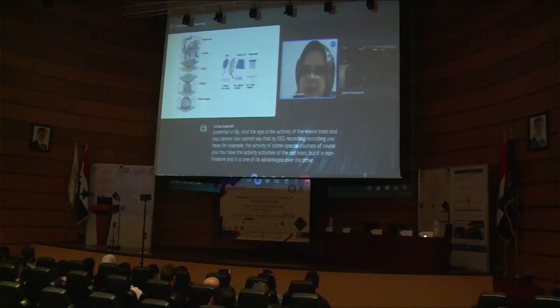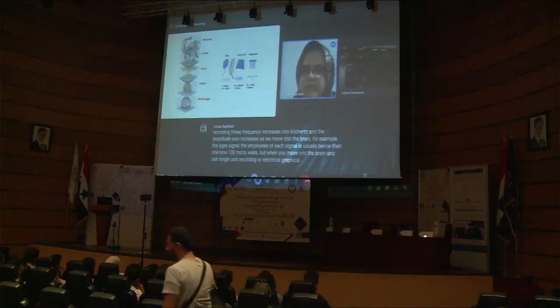If we want to know the EEG bandwidth and EEG amplitude, we can say that EEG bandwidth is about 0.1 to 100 Hertz. But if we move into the brain, these frequencies increase. For example, in LFP signals, the frequency band is about 200 to 300 Hertz, and in single unit recording, the frequency increases into kilohertz. The amplitude also increases as we move into the brain. For example, the amplitude of the EEG signal is usually below 100 microvolts, but when you move into the brain and use single unit recording or electrocorticography electrodes, the amplitude is higher.